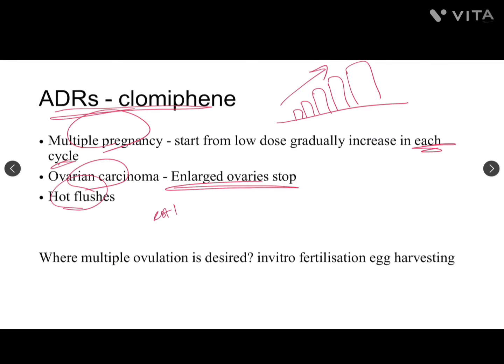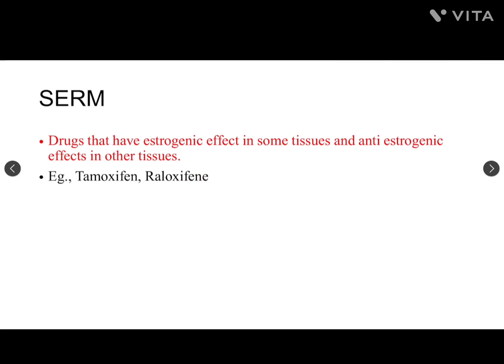Hot flushes are caused because when estrogen levels in the body are low, the hypothalamus, the thermoregulatory center, thinks even normal temperature is very hot and starts inducing sweating to cool down the body. This is what we mean by hot flushes or night sweats.